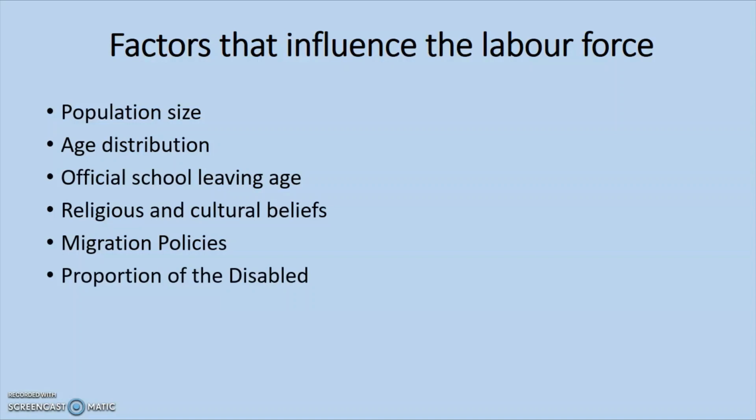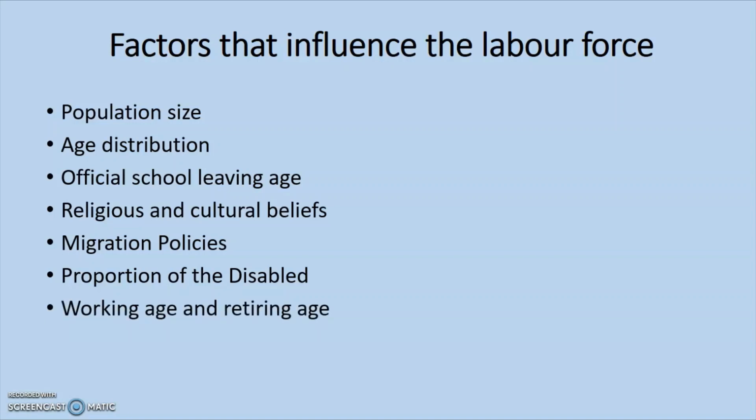Then we have the proportion of disabled. In a country where you realize that the majority of your population are disabled due to certain circumstances beyond our control, then the labor force of the country is going to reduce. But where you have able men in the country, then obviously the labor force will increase.